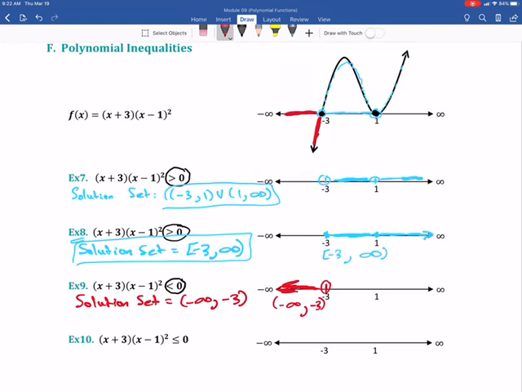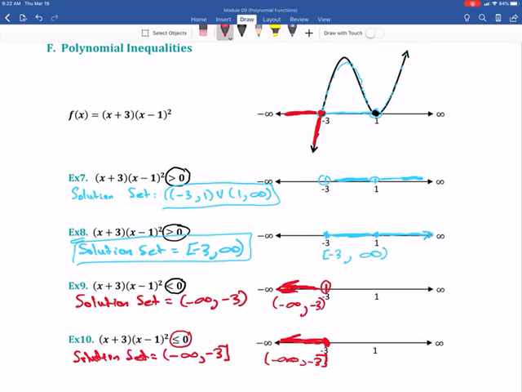And then in our last example, we want to include the zeros, less than or equal to 0. So that means we're going to include -3. So we need -3 in our solution set. So as the interval goes, -infinity to -3 with a bracket on that. So that's our solution set for this last example here, example 10. So all real numbers less than or equal to -3, bracket, we need to include it.